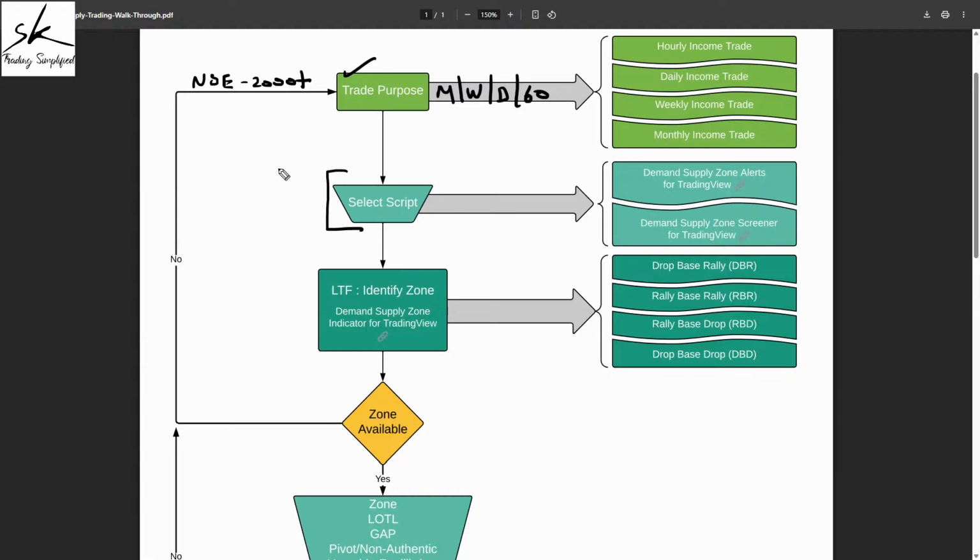Now, the challenge is that if you do a Google search, you will be able to find n number of scanners, n number of screeners, I'll say n number of free scanners and screeners. But the problem is all those scanners and screeners are either based on conventional technical analysis, or they are based on fundamental analysis.